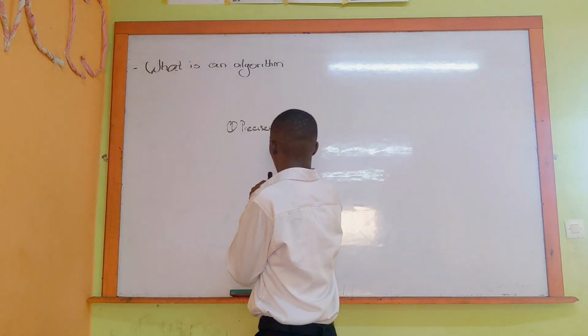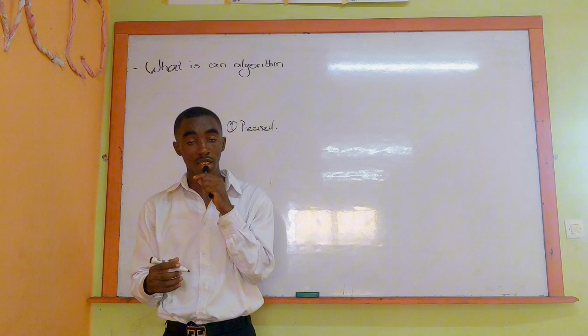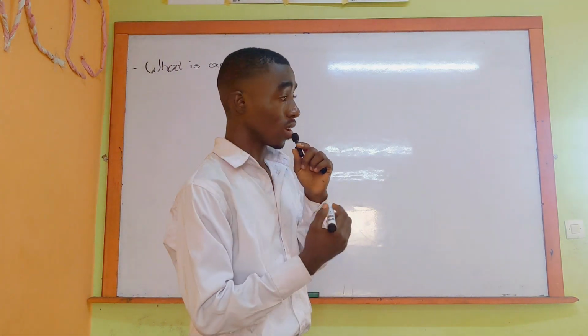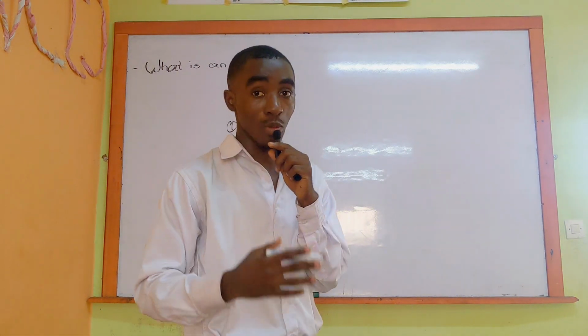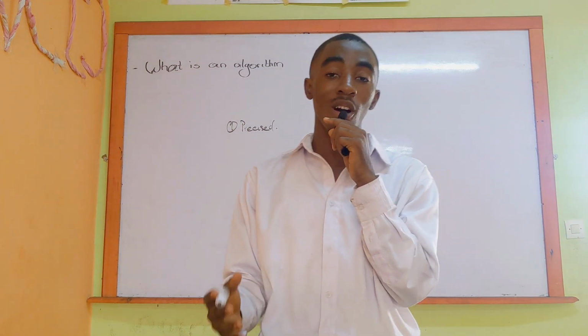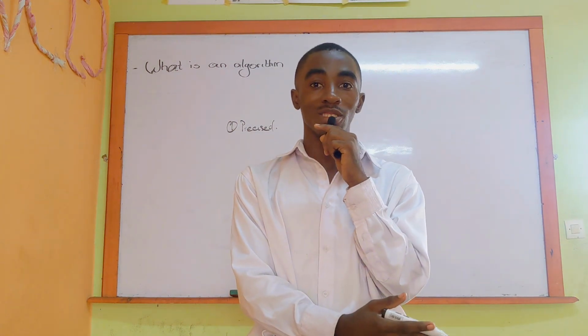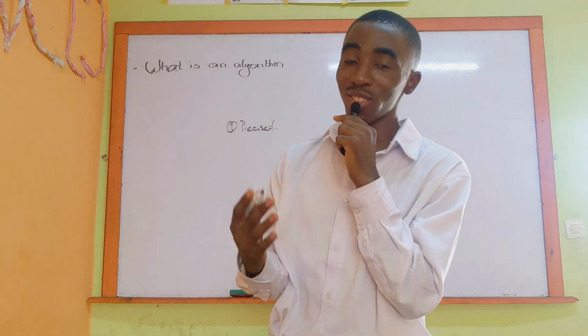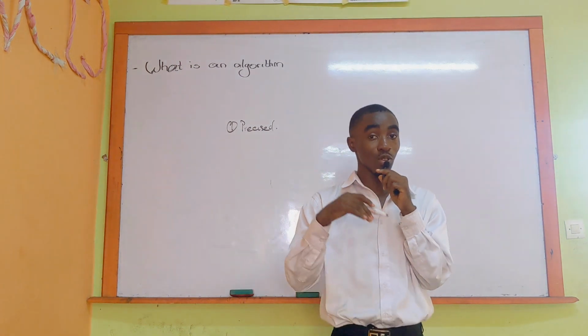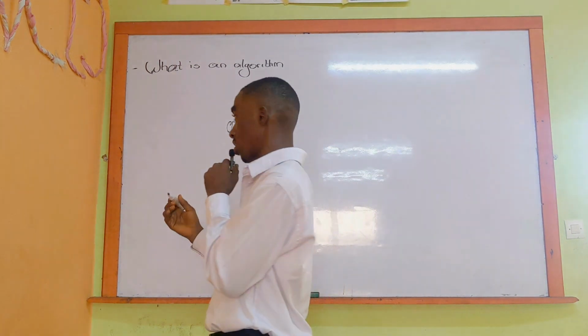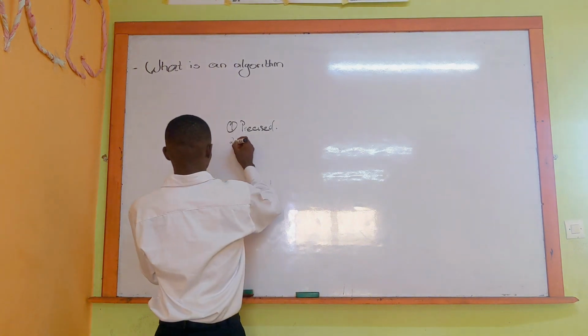Secondly, it should be correct. You do not make an algorithm to boil a pot of water, and at the end we have a pot of chicken. It'll be nice, but that is not the problem you wanted to solve. So it should be correct, and it should solve the problem you wish to solve.